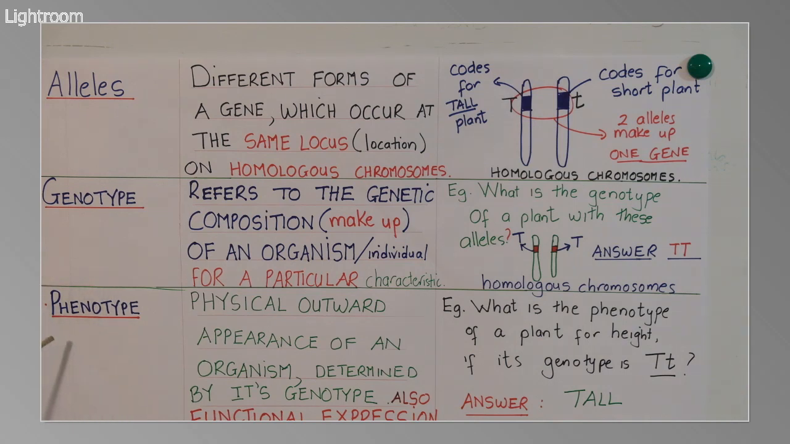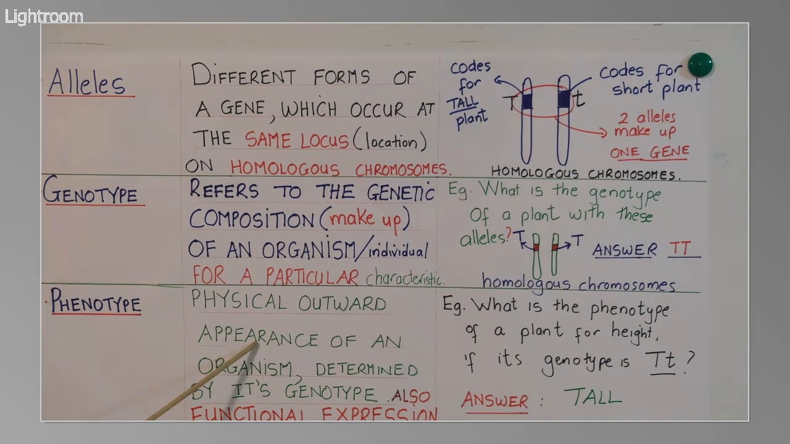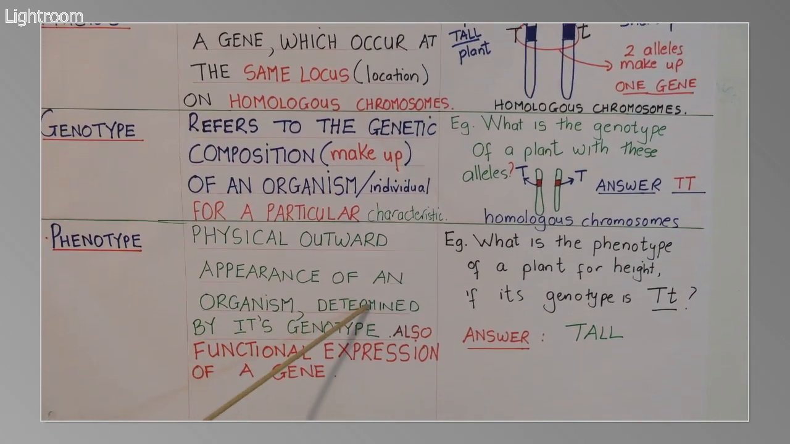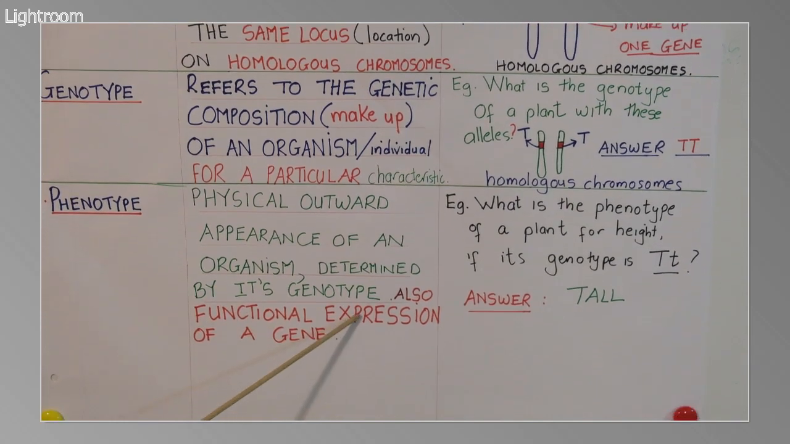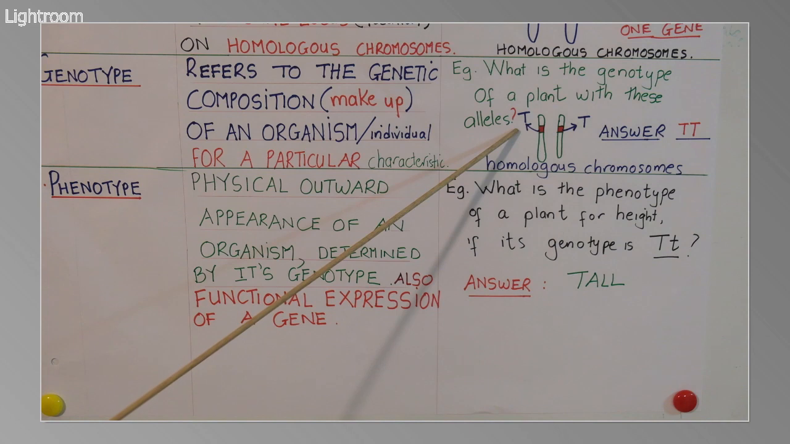What does the word phenotype mean? P for phenotype, P for physical. Phenotype is the physical outward appearance of an organism, which is determined by its genotype. So let's go to this plant.